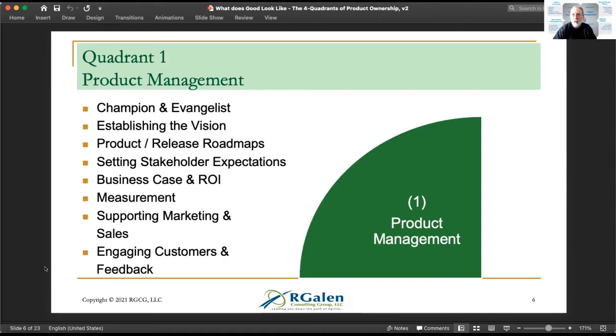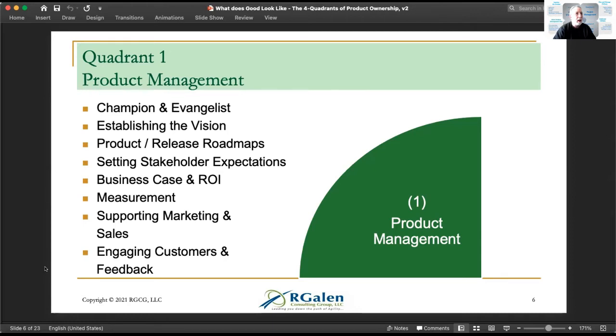So for me, product management, some things that could be in there are champion and evangelist. You're the product champion. You're evangelizing the product. That's not just internally, that's externally as well. That's both. So you're doing both sides of that. You're establishing the vision. You're creating the vision. You're sharing the vision. Storytelling is actually something that I think is a skill in quadrant 1 from a product management point of view, of being an effective storyteller, connecting the dots.